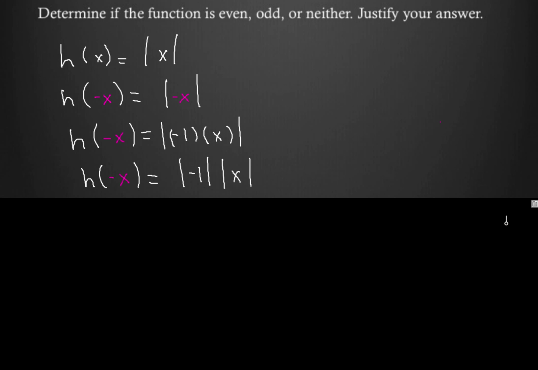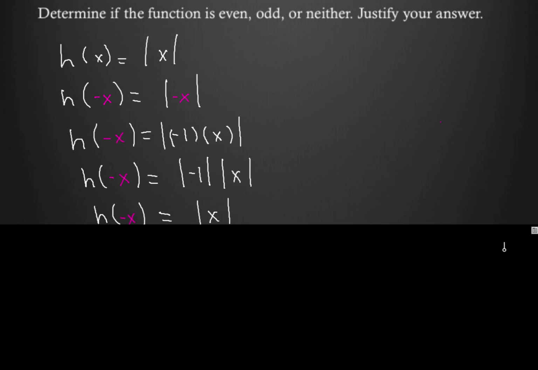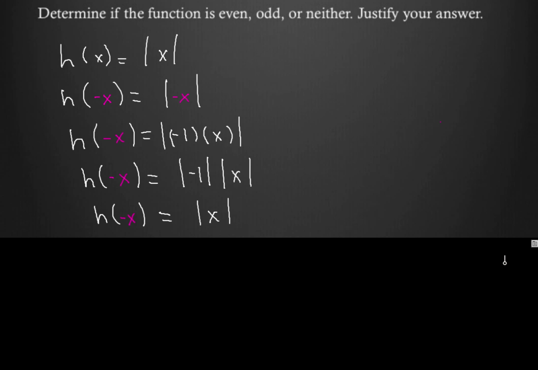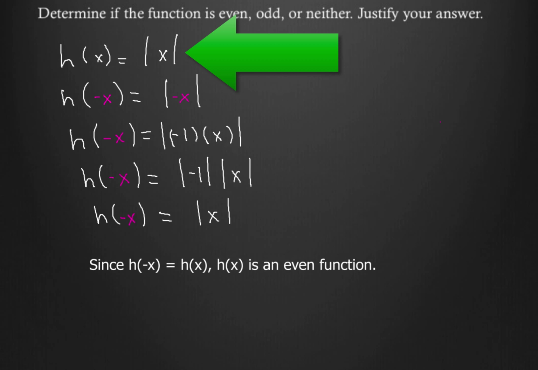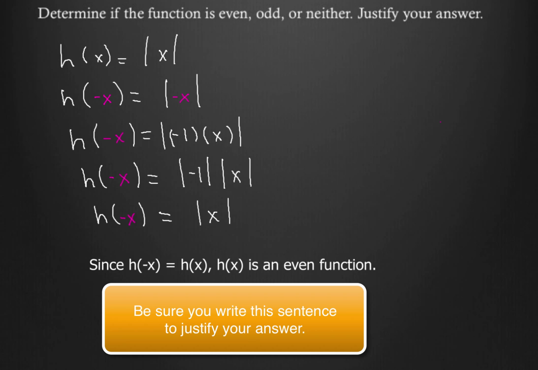Then we can separate each one of those, and now we're going to have h of negative x equals the absolute value of negative 1 times the absolute value of x. And everyone knows the absolute value of negative 1, well, that's just positive 1. So when we rewrite that, check it out. Now we've got h of negative x equals the absolute value of x, which is the exact same thing as what we had in the beginning. And since that's identical to what I had in the beginning, I just justify my answer by writing: since h of negative x equals h of x, it is an even function.